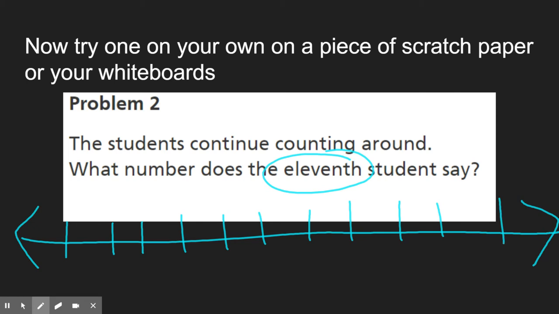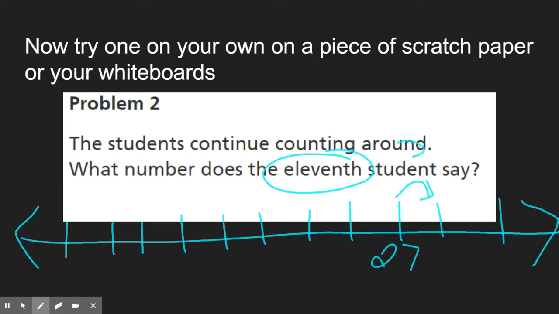So you can solve this by doing this all over again, or we can remember that the 9th student said 27. So let's look here. 1, 2, 3, 4, 5, 6, 7, 8, 9. He said 27. We want to figure out what the 11th student said. So let's count on still.